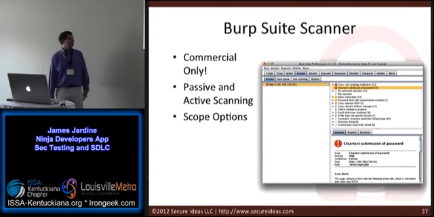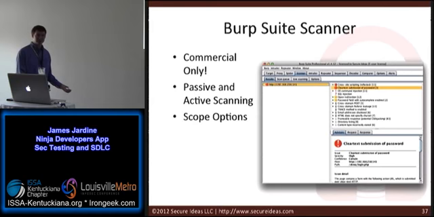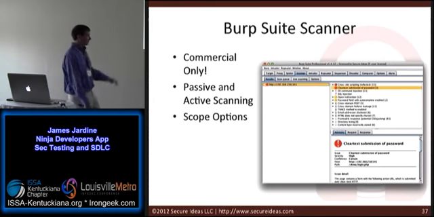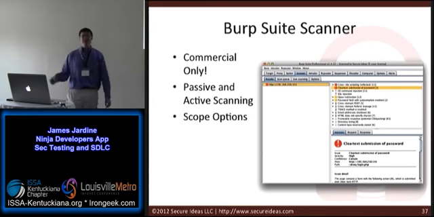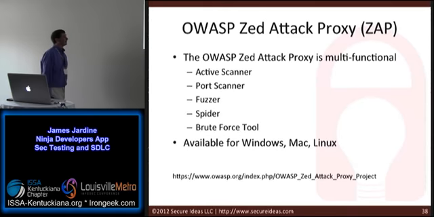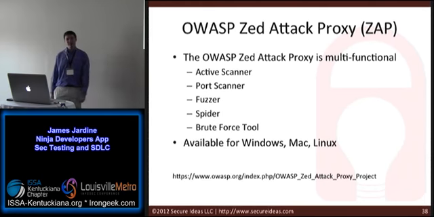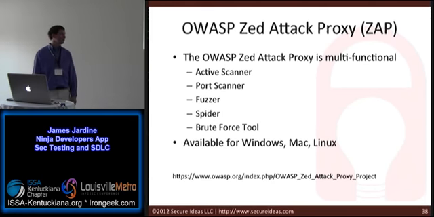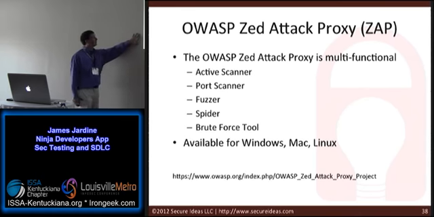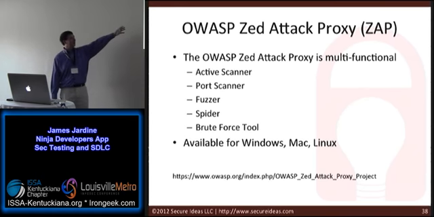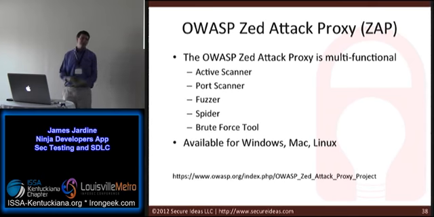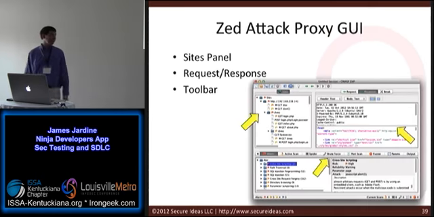So the scanner, it's commercial only. It does our passive scanning, and can do active scanning as well. We can limit the scanning to just what's in scope, so you don't hit production systems or external systems that we're not supposed to be playing with. Another tool is the OWASP Zed Attack Proxy, which is pretty actively maintained now. They kind of dropped WebScarab and made this their tool of choice. Another good one, it's got a nice GUI. Again, we have a lot of the same type of tools that we're seeing in Burp.